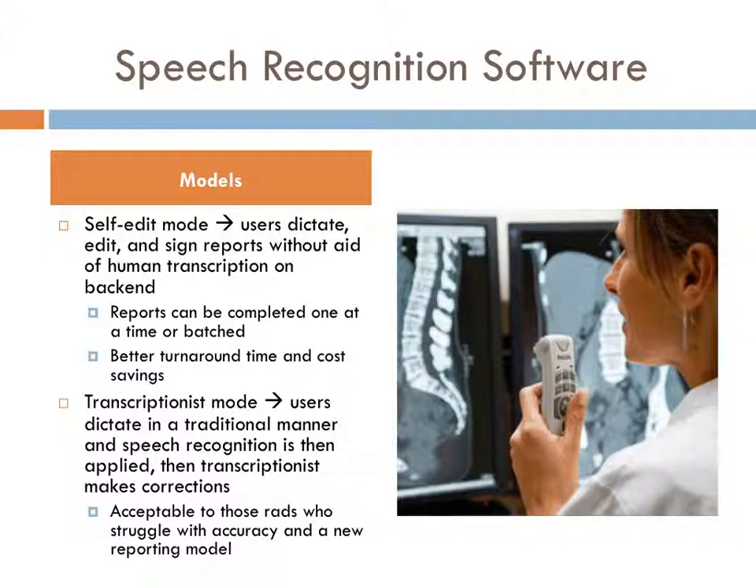Also, it is important to remember that the speech recognition software, while it can account for many accents, heavier accents are harder for it to accommodate. So it is still necessary to plan for transcription correction of any errors due to accents. Many sites use a hybrid model, so maybe a self-edit mode and a transcriptionist mode, which allows RADs to choose whether they want to use either mode.